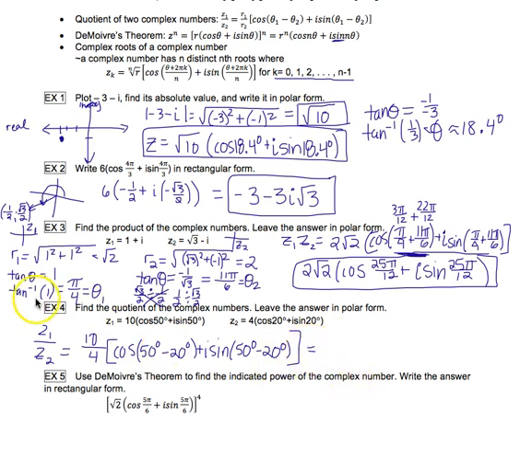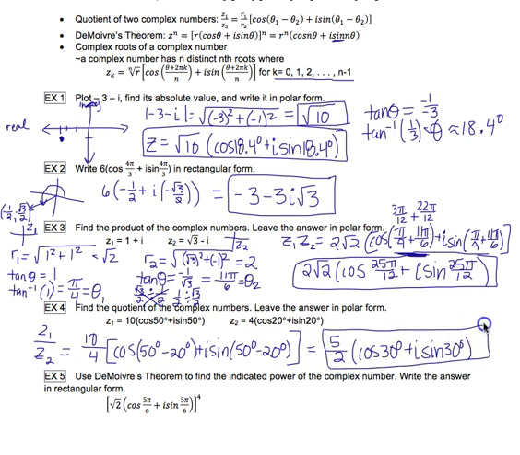So now I will just reduce and simplify. So 10 over 4 gives me 5/2. And then I have cosine 30 degrees plus i sine 30 degrees. So much easier on that one.